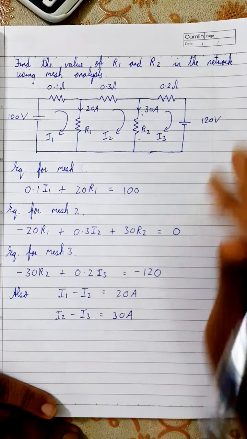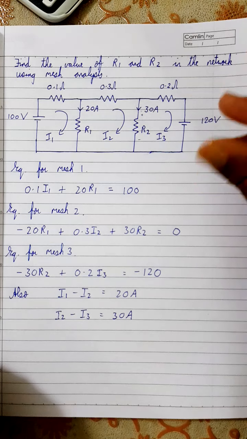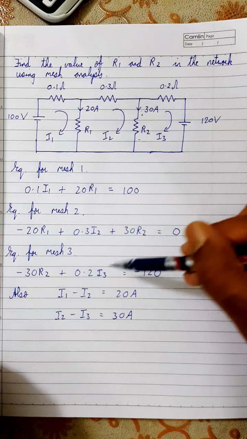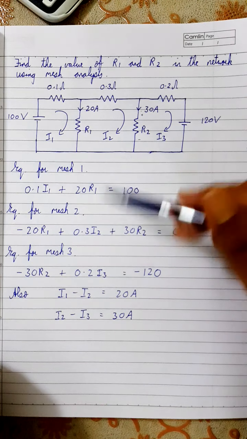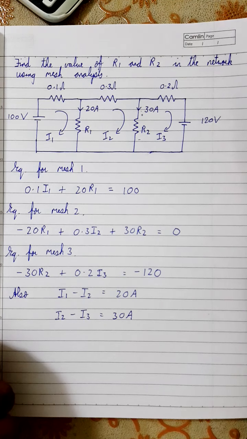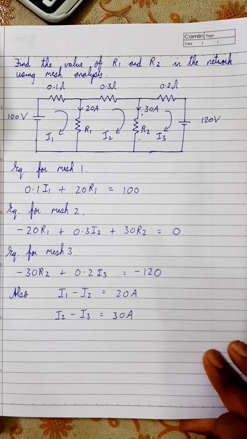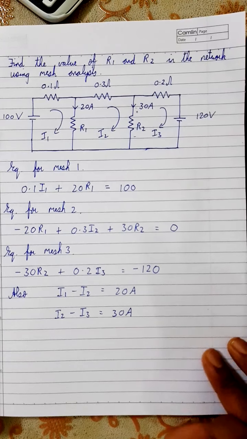Basically, how many unknown variables are there? I1, I2, I3, R1 and R2, which means there are 5 unknown variables. 5 unknown variables means you should have 5 equations: 1, 2, 3, 4, 5. So now you can solve for R1 and R2. I am going to solve it like I solved the previous problem, exactly that.